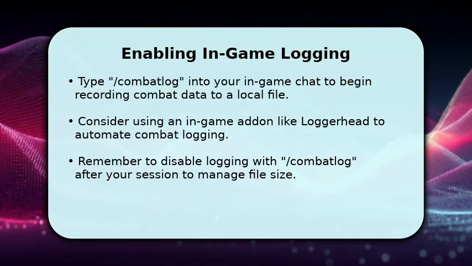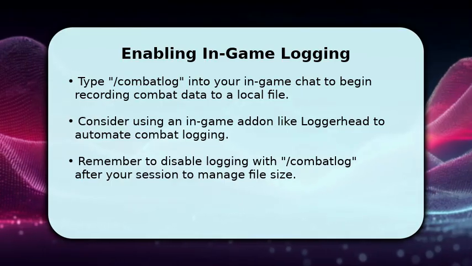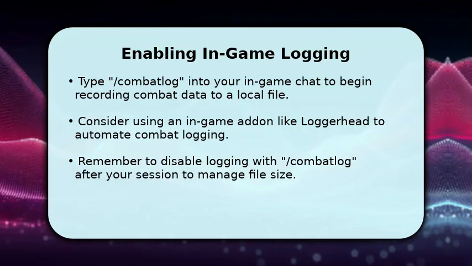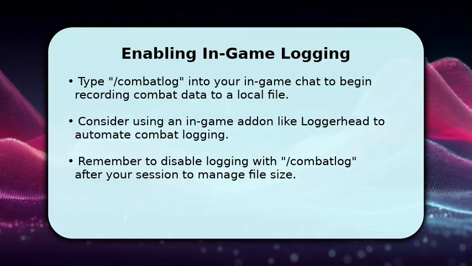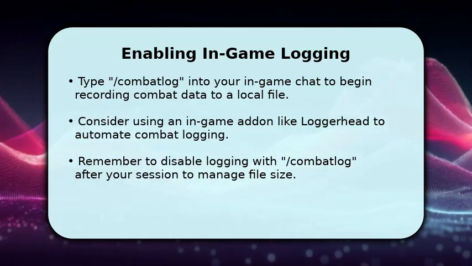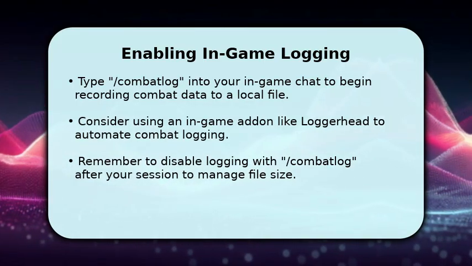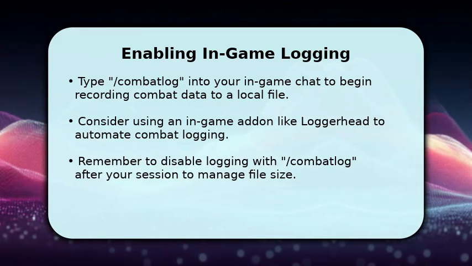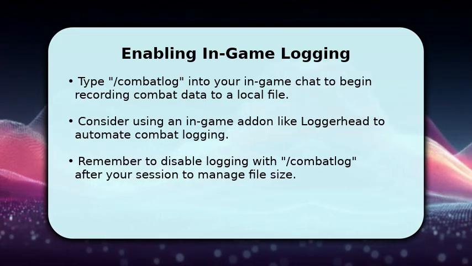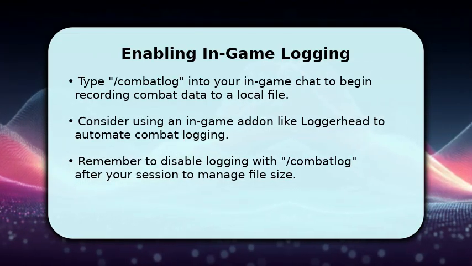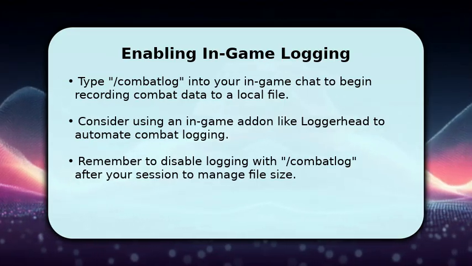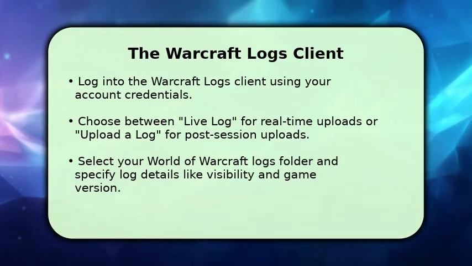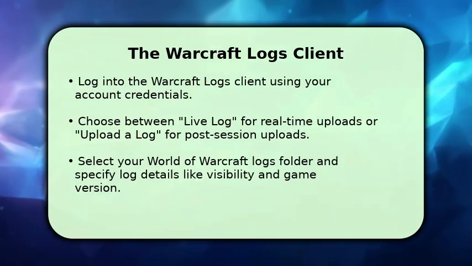Once in game, the simplest way to start recording is by typing /combatlog into your chat. This command toggles the combat log, writing all events to a text file in your World of Warcraft folder. For convenience, many players use add-ons such as Loggerhead, which can automate this process. Just remember to type /combatlog again when you're finished to stop recording and prevent your log file from becoming excessively large.